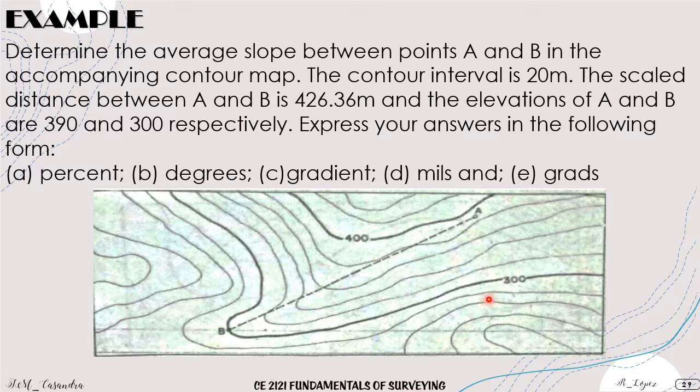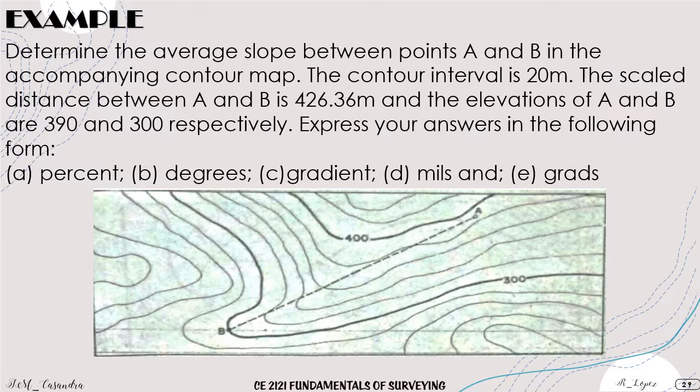So for our contour interval, we have here our index contour, which is 300. Interval is the distance between your two contours. So this one is 20. This is also 20. So the index is for every 5 contours. So 1, 2, 3, 4, 5. So that is 400. So 20, 40, 60, 80, 100.